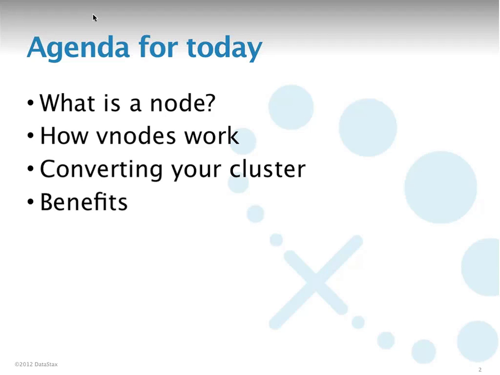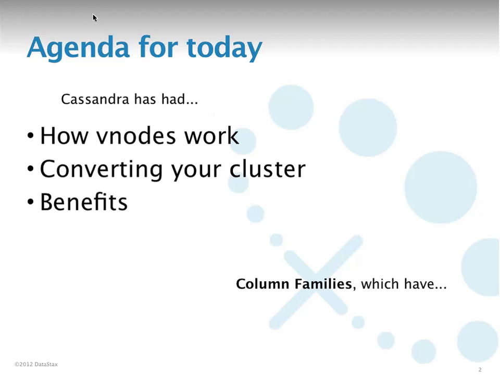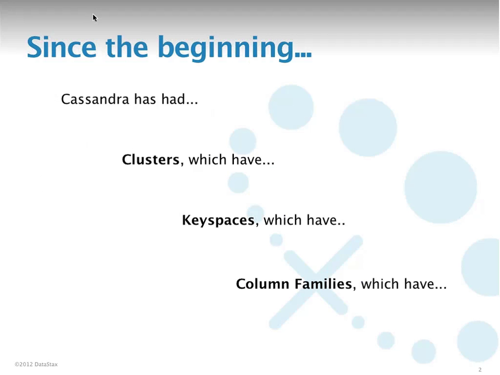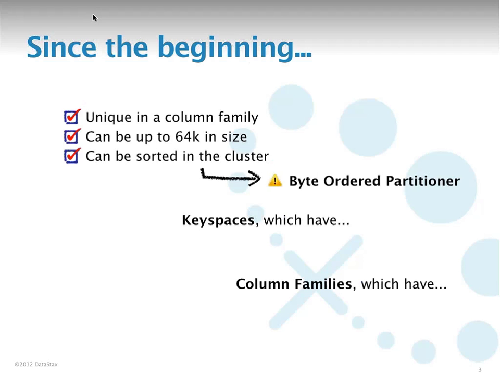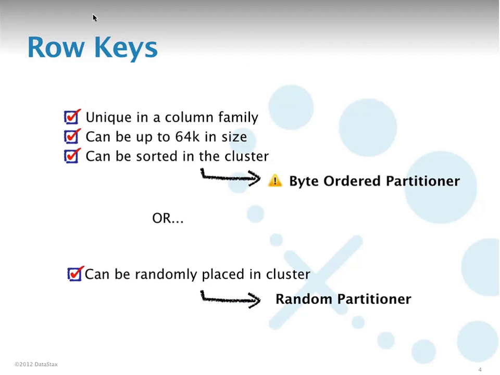Since the beginning, Cassandra has always had clusters. When you set up your Cassandra cluster, it's full of nodes, and those nodes all contain key spaces, which all have column families, which hold your data. Every single column family has a row key, and this is where things really start. This is a fundamental piece that you need to know about how Cassandra works and why virtual nodes and nodes are important. Row keys are all about identifying information inside a column family.